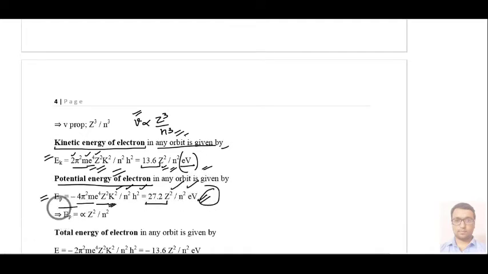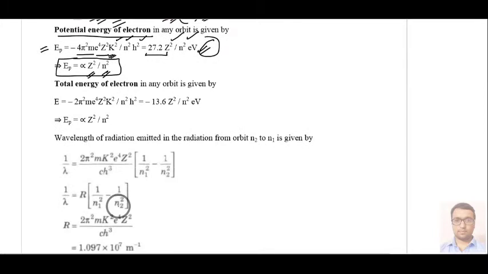So you can say that your potential energy is proportional to the atomic number square upon n square. Now if you want to calculate total energy, then the total energy of a revolving electron can be calculated by doing summation of kinetic and potential energy. That summation will come out in this form, that is minus 13.6 into Z square upon n square electron volt. So again your total energy is proportional to Z square upon n square.